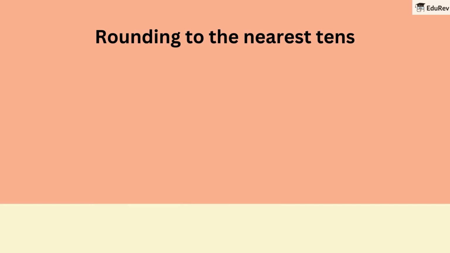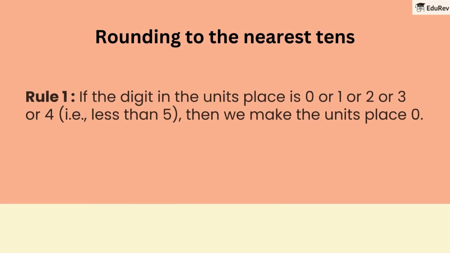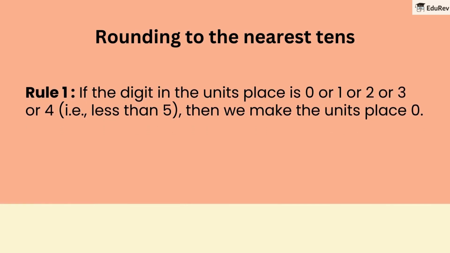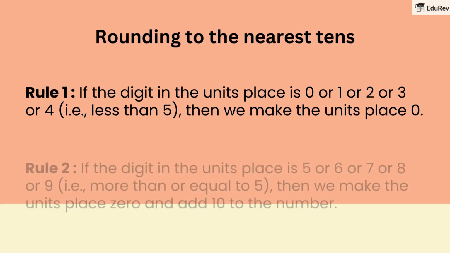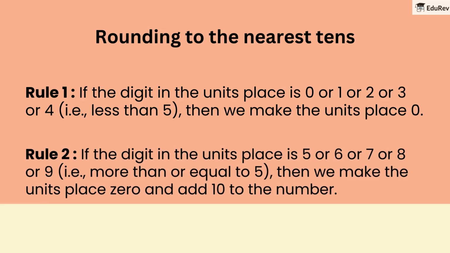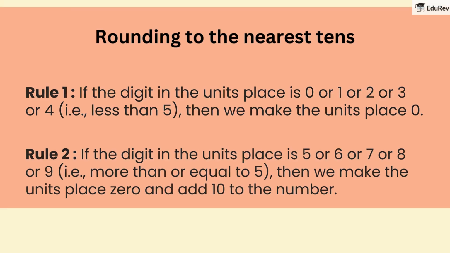Rounding to the nearest tens. Rule 1. If the digit in the units place is 0, or 1, or 2, or 3, or 4, that is less than 5, then we make the units place 0. Rule 2. If the digit in the units place is 5, or 6, or 7, or 8, or 9, that is more than or equal to 5, then we make the units place 0 and add 10 to the number.